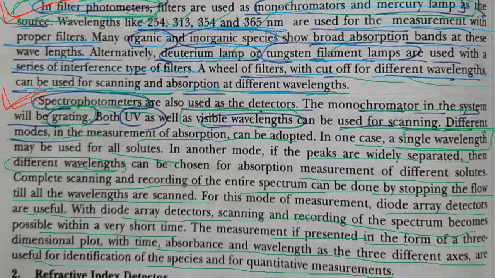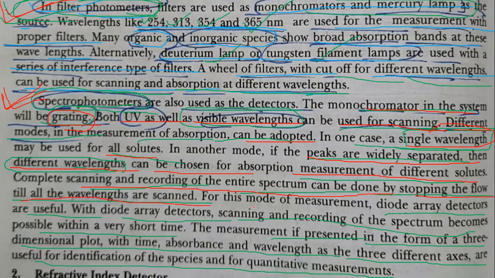Okay, so the monochromator in the system will be a diffraction grating. Okay, both UV and visible light are used for the scanning purpose. Different modes in the measurement of absorption can be adopted. In one case, a single wavelength may be used for all solutes. In another case, if peaks are widely separated, then different wavelengths are chosen for the absorption measurement of different solutes. Complete scanning and recording of the entire spectrum can be done by stopping the flow till all wavelengths are scanned.